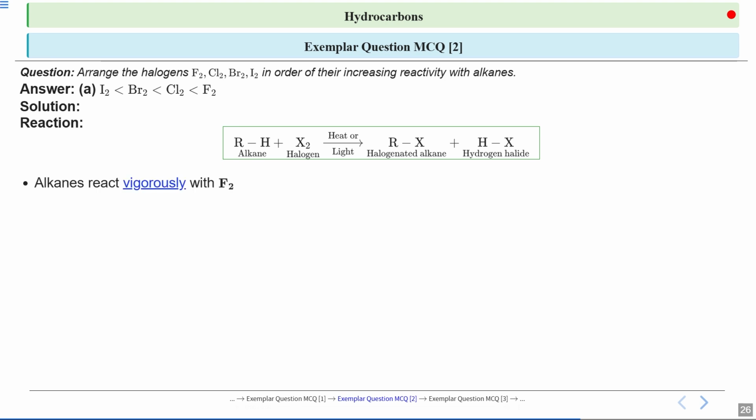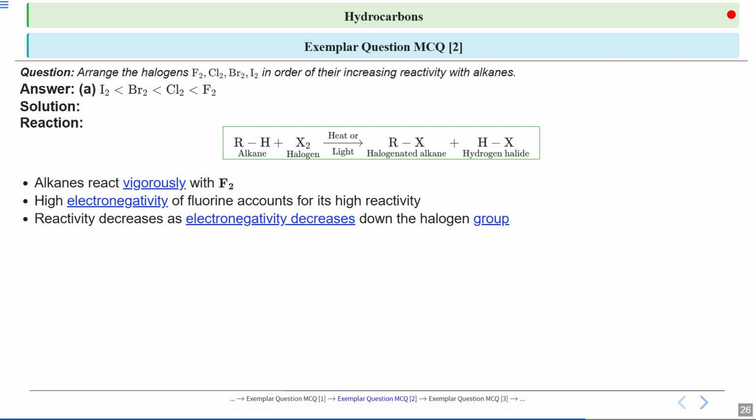Now, alkanes react vigorously with fluorine, F2. This means that the reaction is very fast and often quite exothermic. Fluorine's high reactivity is due to its ability to form strong bonds with carbon, as they have a high electronegativity difference, making it a very aggressive reactant. The high electronegativity of fluorine accounts for its high reactivity. Electronegativity is a measure of an atom's ability to attract and hold on to electrons. Fluorine is the most electronegative element, which is why it reacts so readily with alkanes.